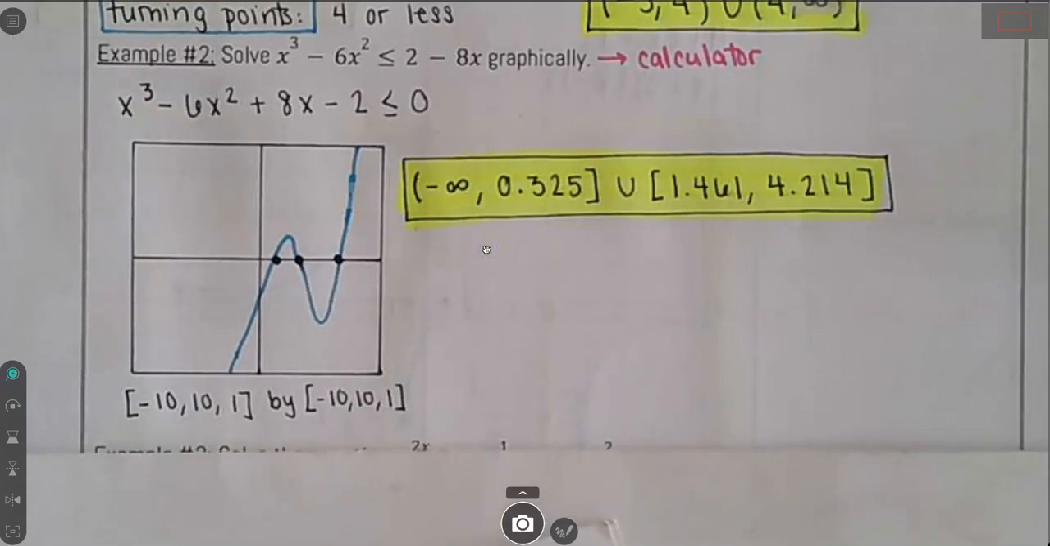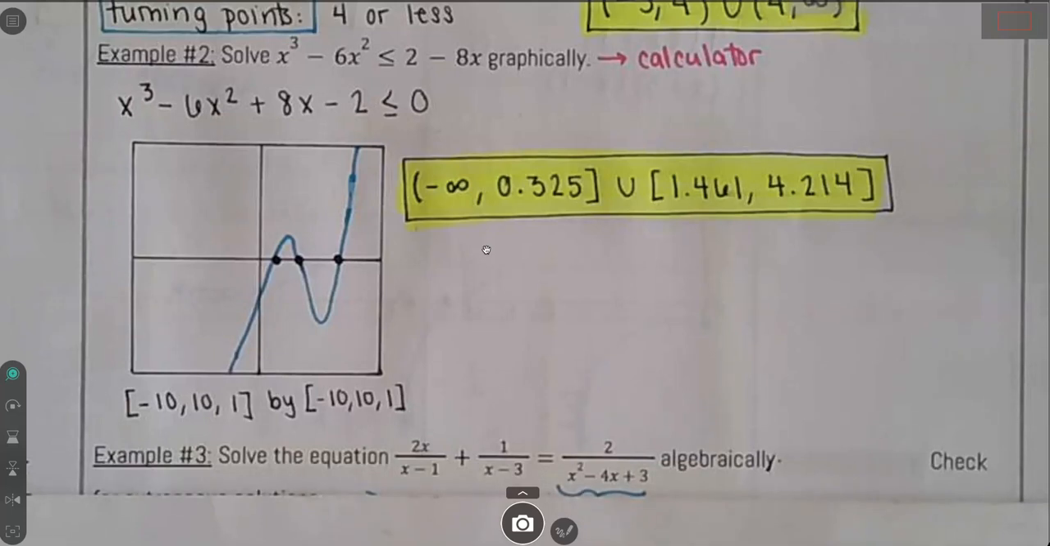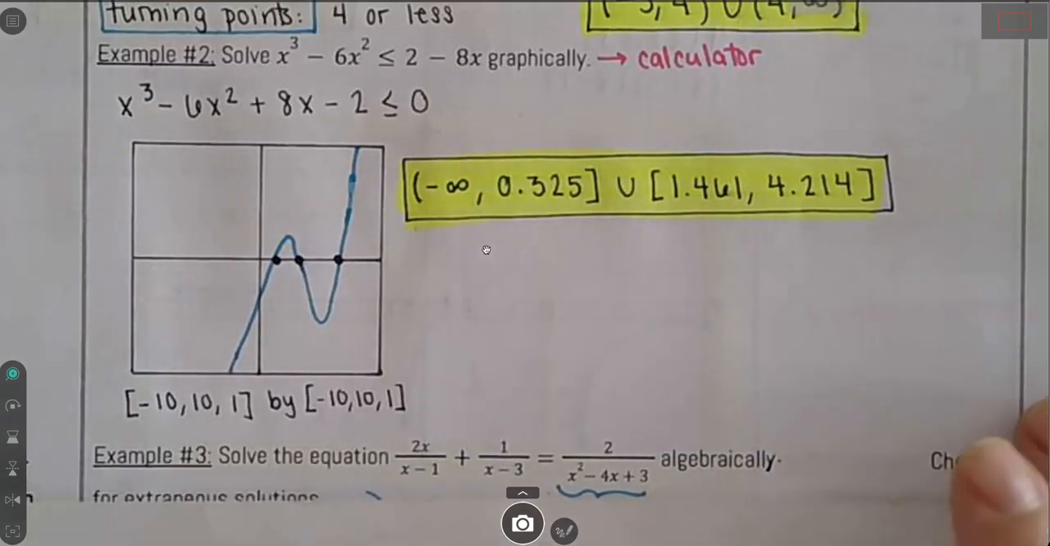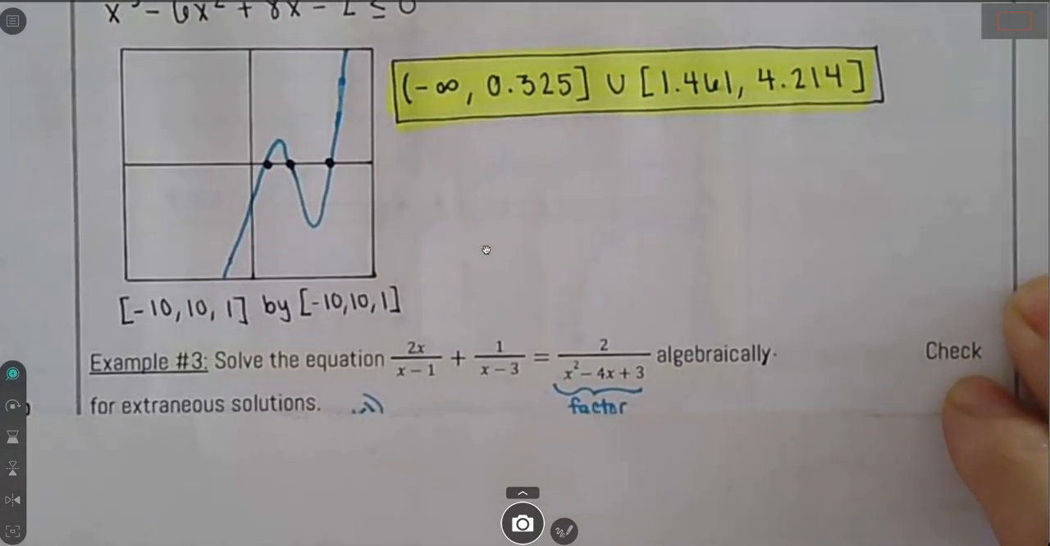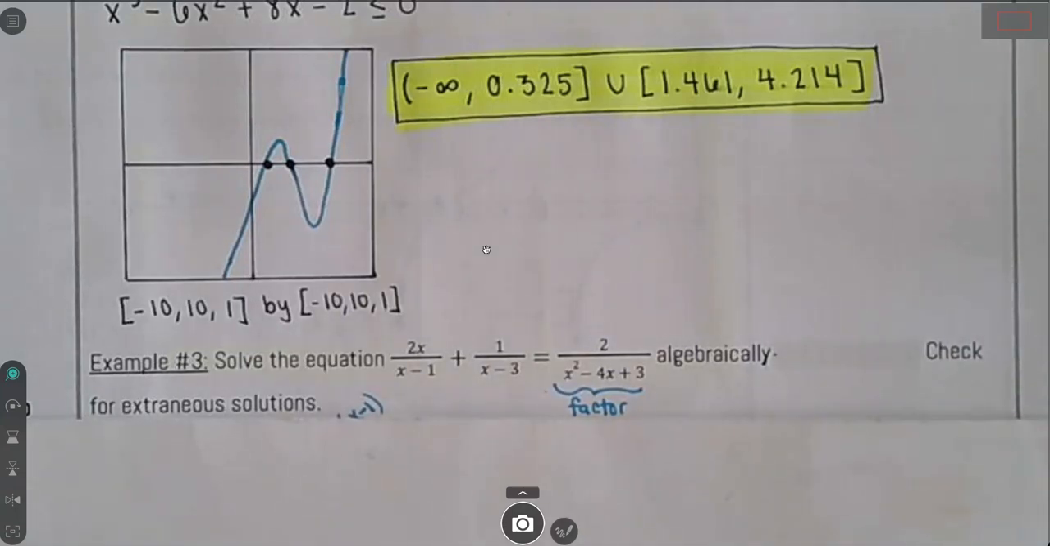All right. Let's take a look at example number 3. It says, solve the equation algebraically, check for extraneous solutions. This is an Algebra 2 problem. Do you guys feel like you could solve it, just straight out? Some people are looking like wincing.